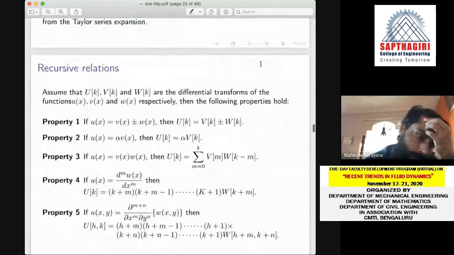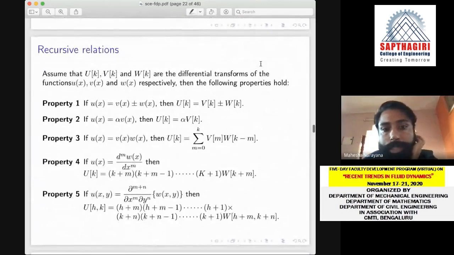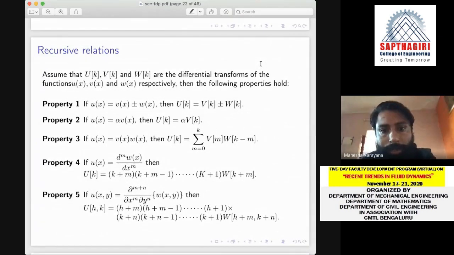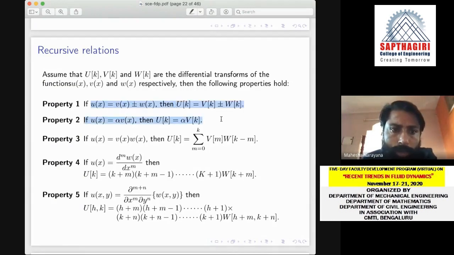So I list a few properties which will be used for the present study. Property number 1 and 2 are the linearity property of the differential transform. And the linearity property of differential transform is inherited from the linearity of the derivative operator. Since the derivative operator is linear, your differential transform also becomes linear. So properties 1 and 2 are linearity properties.